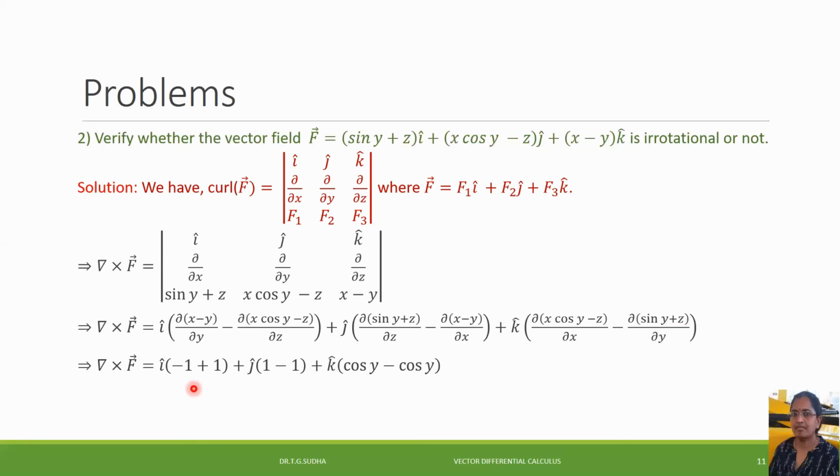But when you observe the terms here, −1 plus 1 will get cancelled, and here 1 minus 1 also will become 0. cos y − cos y also becomes 0. So we get 0i + 0j + 0k, and that is the vector 0. So since curl of F is 0, we can conclude that F is irrotational.